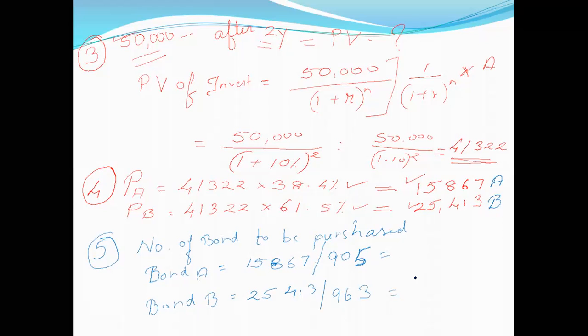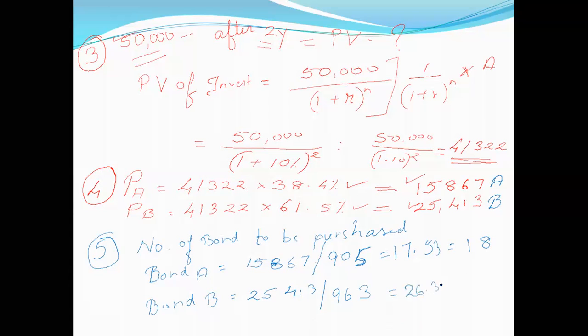Just check the answers. Just divide this. So bond A is 17.53. Now you cannot have 17.53 bonds. How many will you have? You will have 18. Next one, this is 26.38.